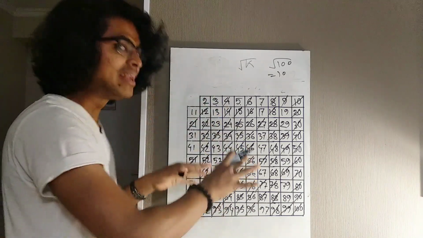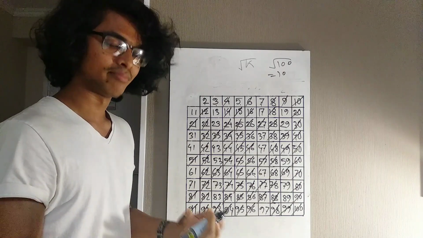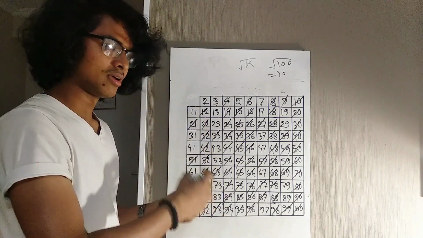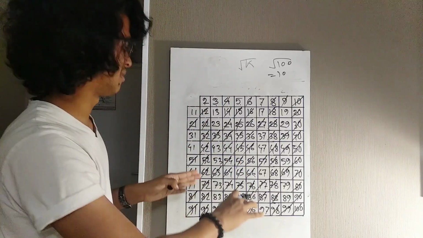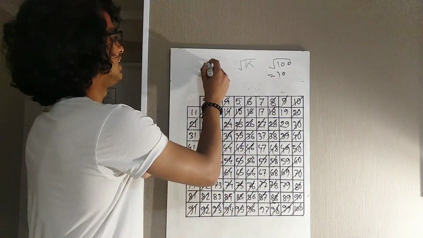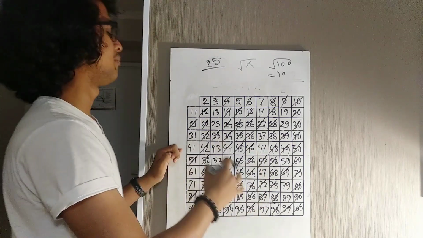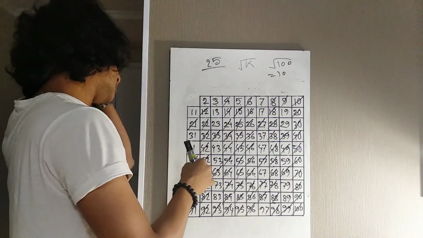So the remaining numbers that we did not mark are actually prime numbers, right? If you count carefully, all the unmarked numbers are prime. If you count them, you'll see there are exactly 25 prime numbers up to 100. So there are 25 prime numbers smaller than 100, right? Now you can ask the same question.